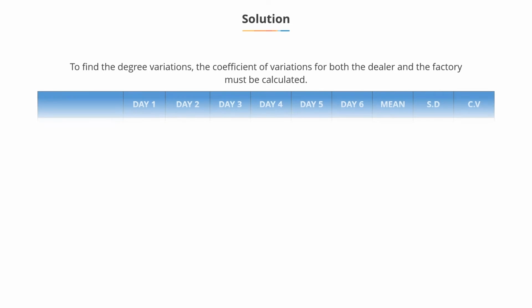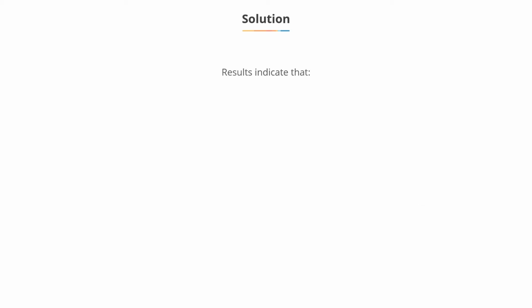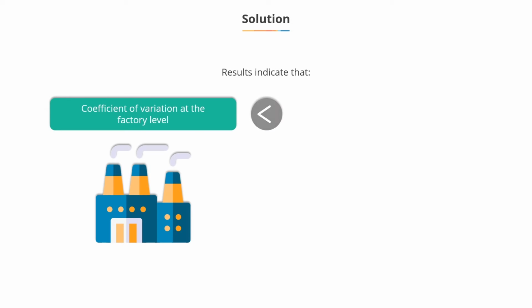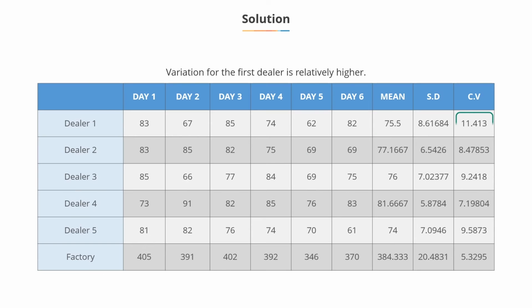The solution to determine the degree of variations is to find the coefficient of variations for both the dealers and the factory. After calculating the coefficient of variation for all dealers and the factory, the values indicate that variation at the factory level is less compared to the variations at the dealer's level. You can see that the variation is relatively higher for the first dealer as compared to the others.